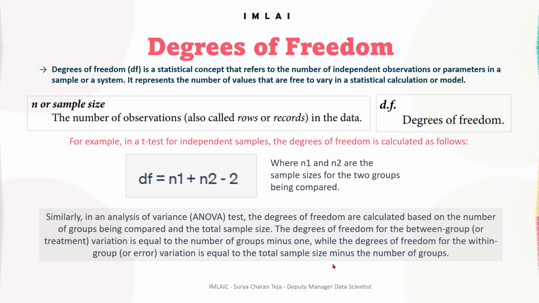So in general, degrees of freedom play an important role in statistical inference, as they affect the precision and accuracy of test statistics and confidence intervals. A higher number of degrees of freedom generally leads to greater statistical power and narrower confidence intervals.